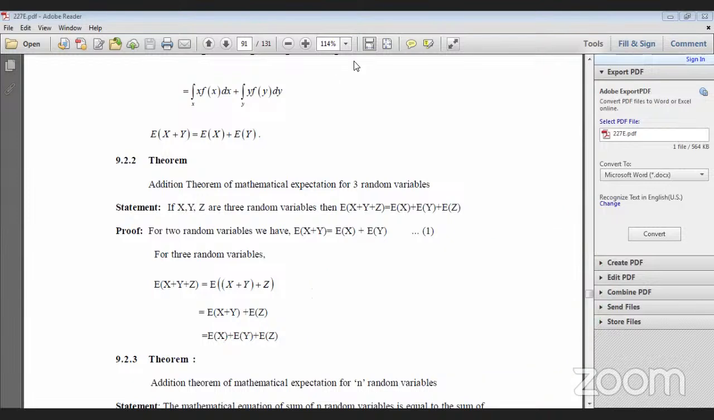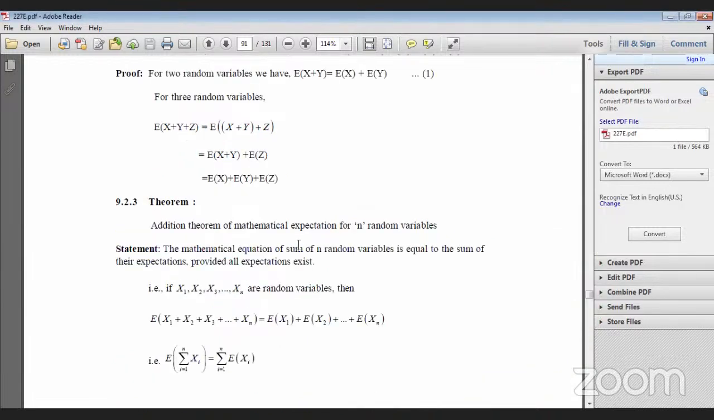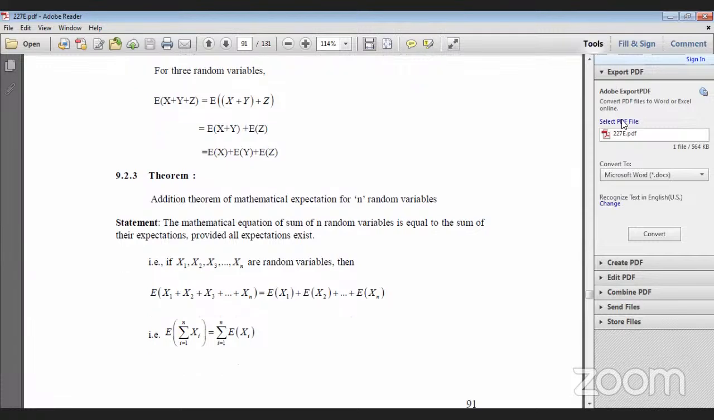Addition theorem of mathematical expectation for n random variables. The mathematical expectation of the sum of n random variables is equal to the sum of their expectations, provided all expectations exist. So if x1, x2, x3 and so on up to xn are random variables, E of x1 plus x2 plus x3 and so on plus xn is E of x1 plus E of x2 plus so on plus E of xn. You can write summation of i is equal to 1 to n of xi, therefore summation of i is equal to 1 to n of E of xi.